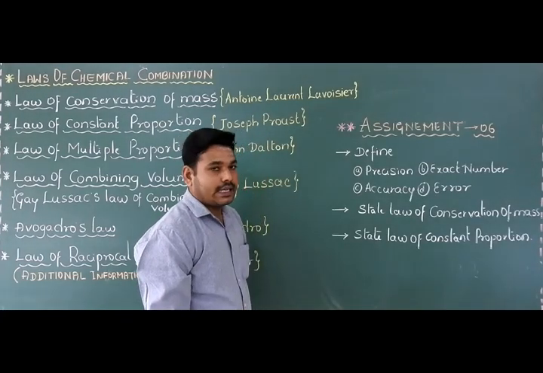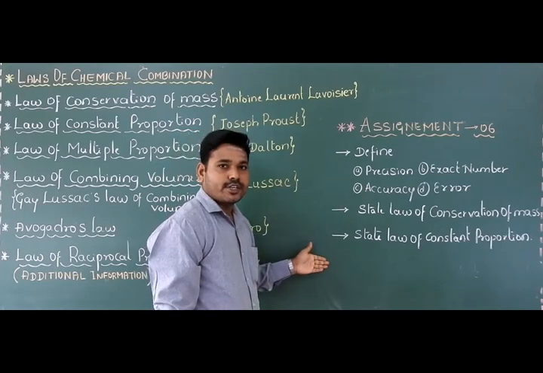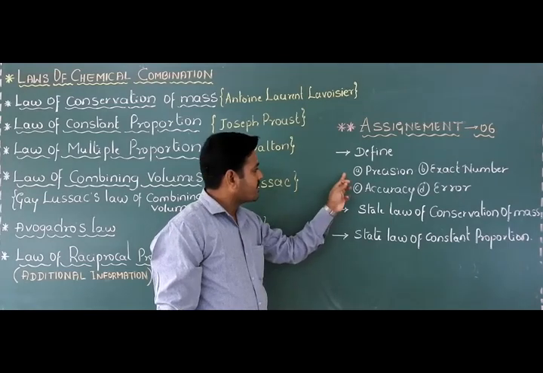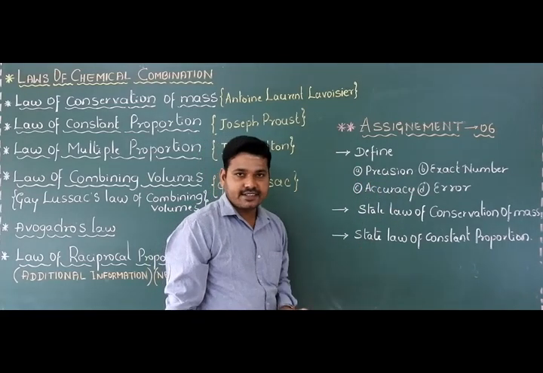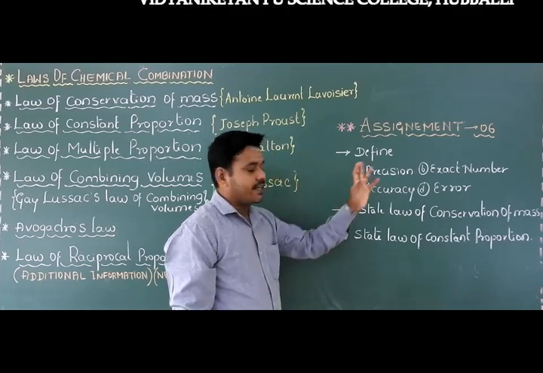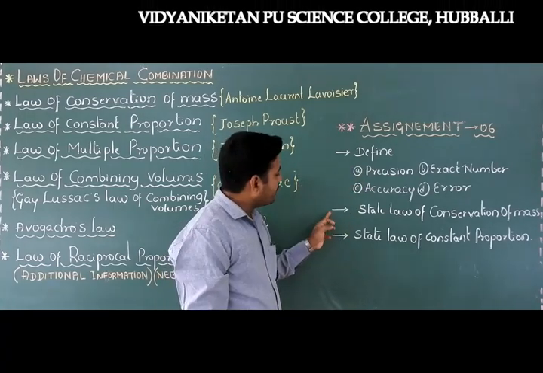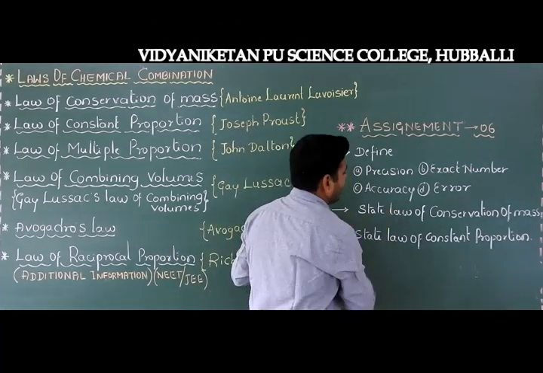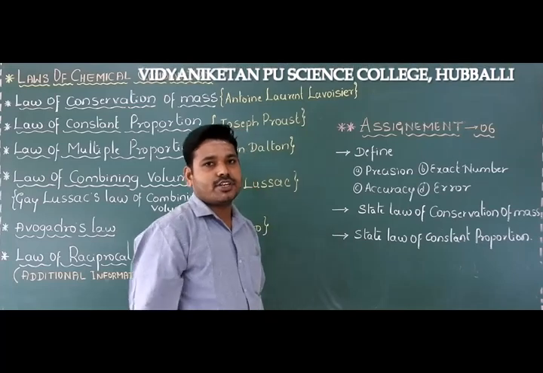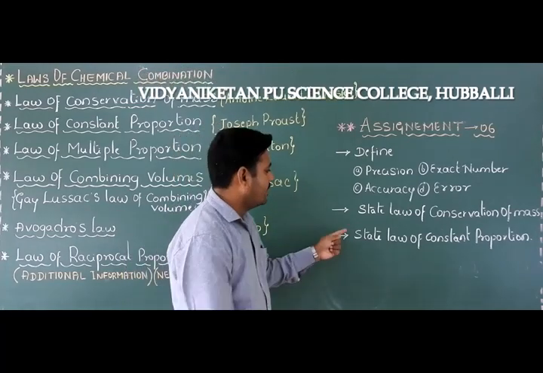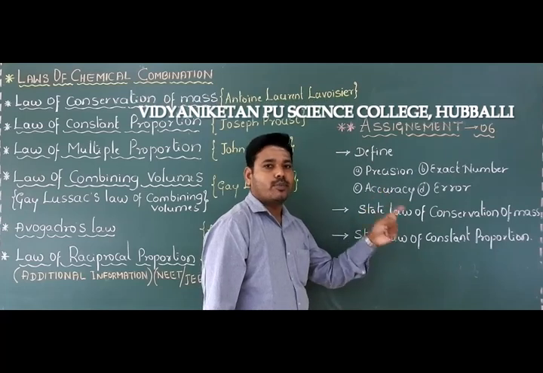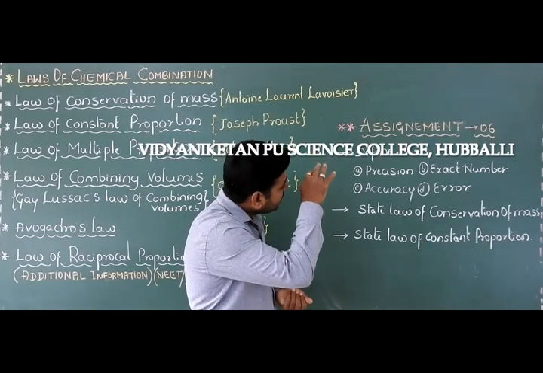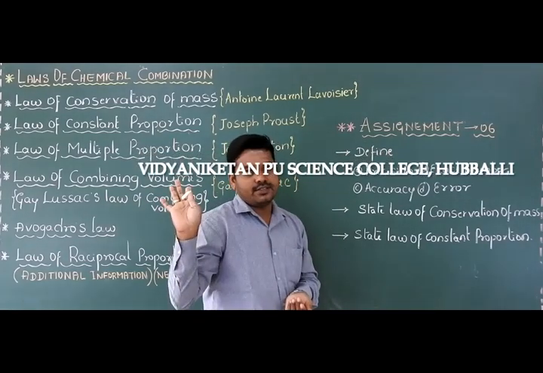Students, based on today's class, these are the assignment questions. The first question: define the following terms. First one precision, second one exact number, third one accuracy, and the fourth one error. Second one is state the law of conservation of mass. And the third question is state the law of constant proportion or state the law of definite proportion. Students, all these are today's assignment questions.